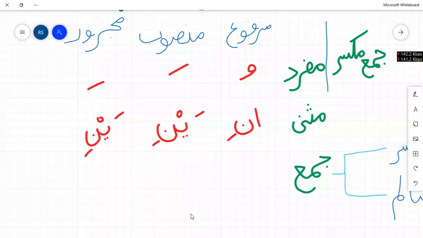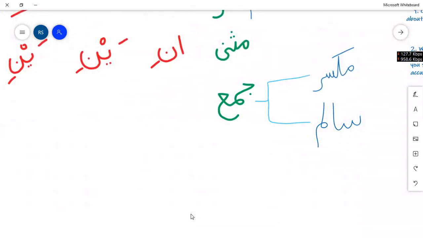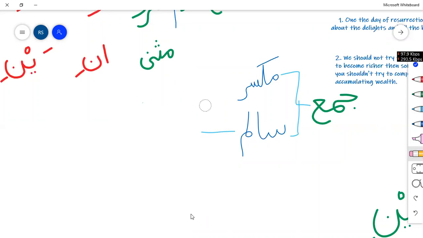Mukassar, that is broken. Yes. I joined late. Mukassar and Salim. So in case of Jamma, we learned that it has two types: Jamma Mukassar and Jamma Salim. Miss Rizwana, what are the two types of Jamma Salim? Jamma Salim Muzakkar and Jamma Salim Muannas. Okay. Muzakkar and Muannas.